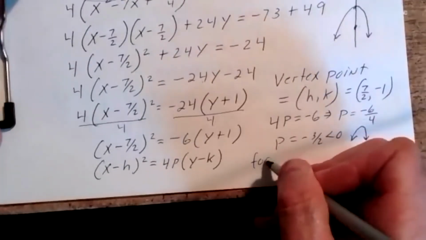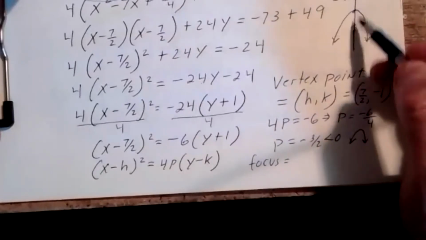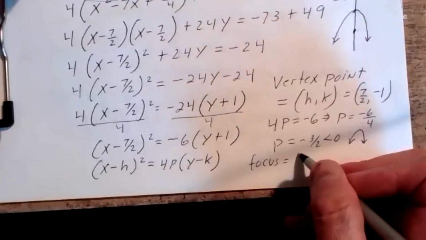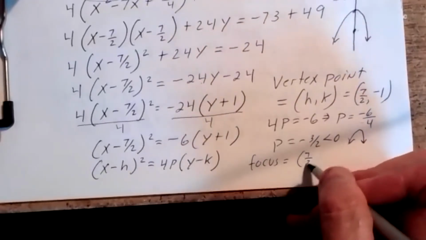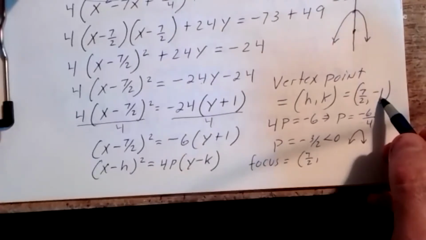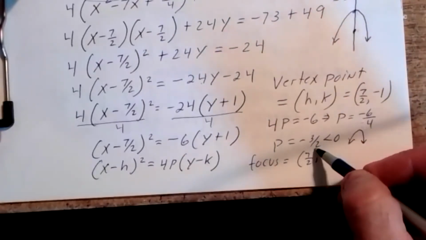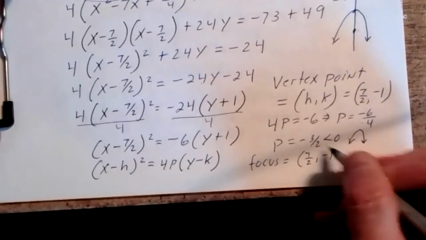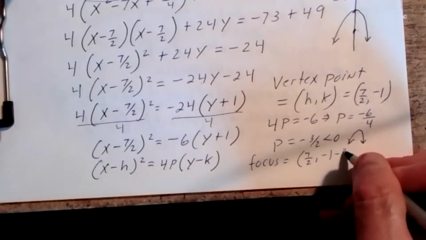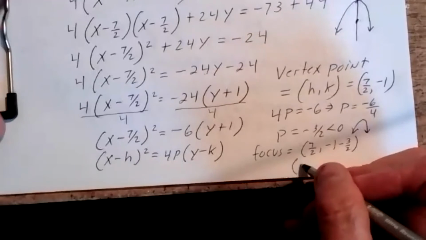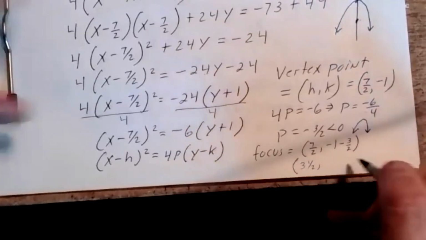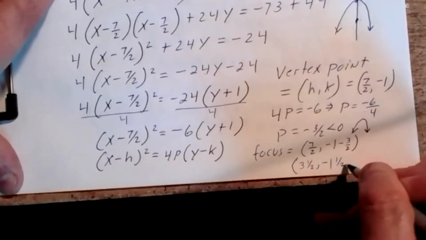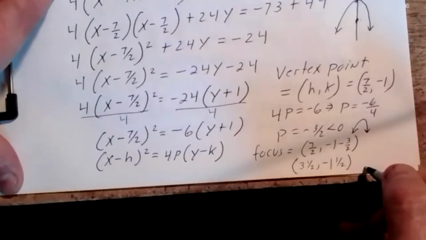So therefore, the focus is going to have the same x coordinate as the vertex point. So the x coordinate of the focus is still going to be 7/2. But now the y coordinate goes from -1 and decreases further down by 3/2. So -1 plus p, which is -1 minus 3/2. So your focal point is going to be 3.5. And -1 minus 3/2 is -1.5. And that would be your focus point right there, (3.5, -1.5).